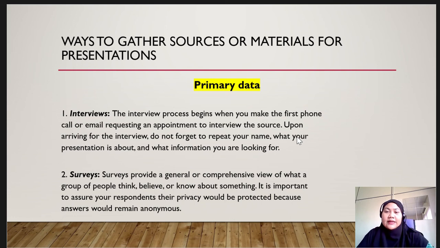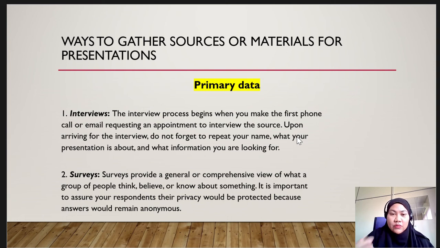This could be done by making a phone call, which is the most common way, or you send an email to them asking for an appointment and their permission. In the email, obviously you have to identify yourself by giving your name and where you come from. If you represent a newspaper company, then state you are from New Straits Times or the Malay Mail, things like that. And if you are a student from UiTM, then say that I am a student from UiTM from this class, and we are required to do this.